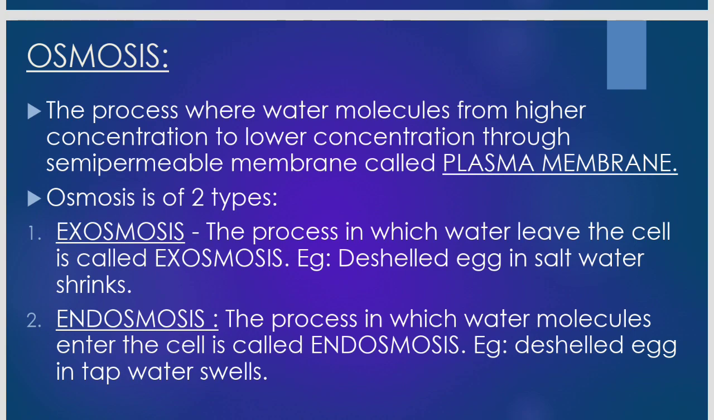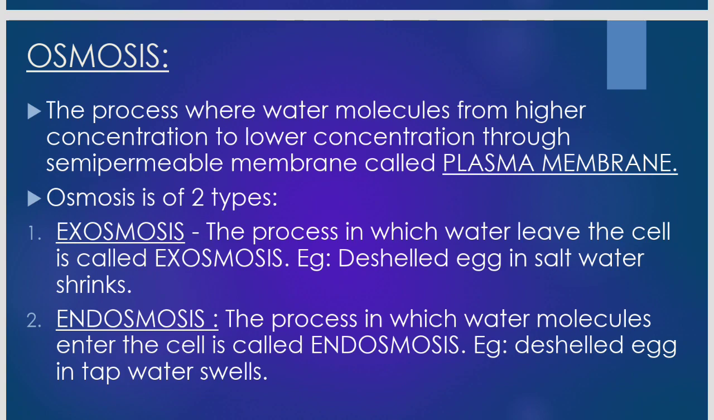Osmosis is of two types. I will tell you more uses and importance of osmosis in our daily life in my coming videos. So basically osmosis is of two types, exosmosis and endoosmosis. Exosmosis is the process in which water leaves the cell. That is, the water is leaving the cell.